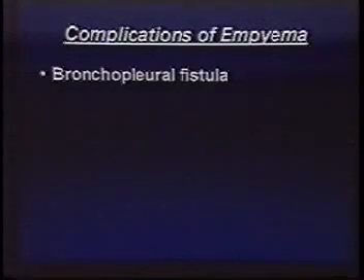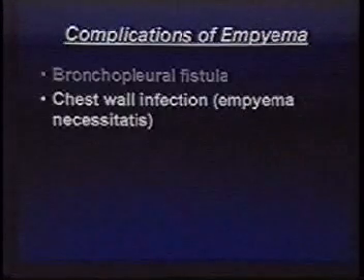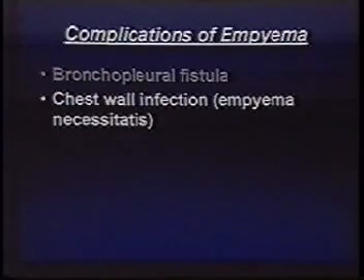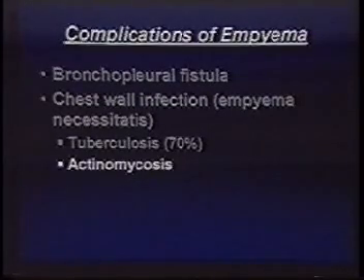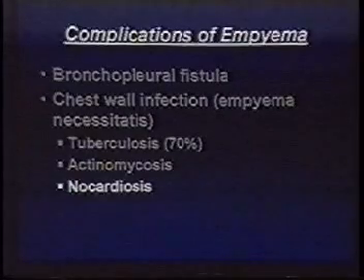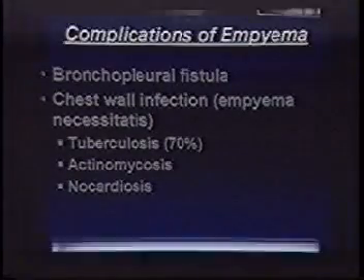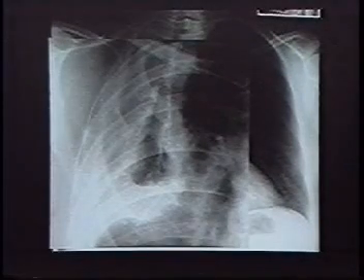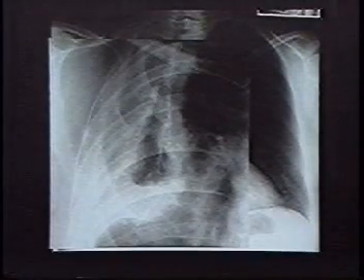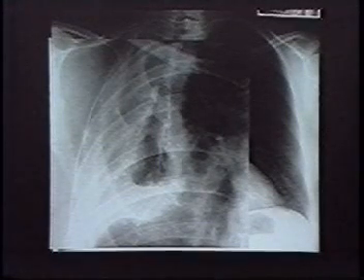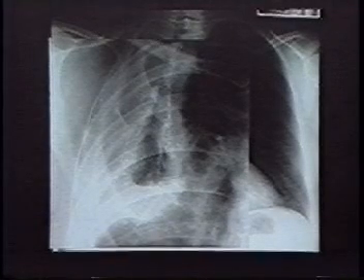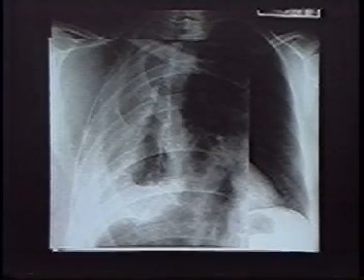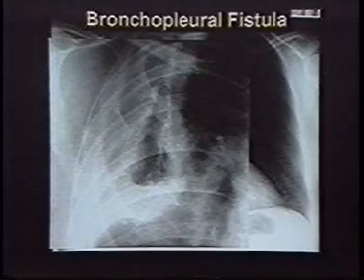Complications of empyemas include formation of bronchopleural fistula or invasion of the chest wall, or empyema necessitatis. And these are most commonly secondary to tuberculosis, although other organisms include actinomycosis and nocardiosis. Here's a patient with a loculated pleural fluid collection along the right upper hemithorax with extensive pleural thickening and calcification. And the air fluid level within this pleural cavity suggests formation of a bronchopleural fistula.